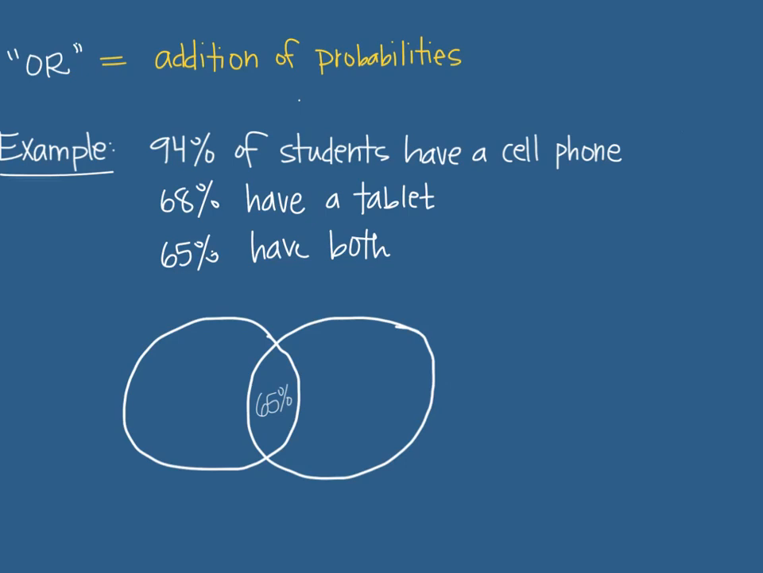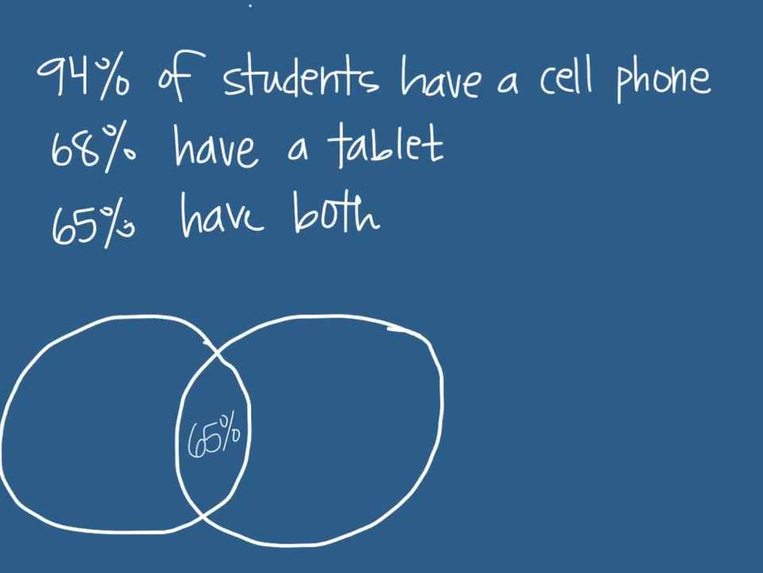So how many have only a cell phone and how many only have a tablet? Well, let's start with the tablet one. We know that the total tablet has to be 68%. Well, we've already covered 65% of that, so that only leaves 3% who have only a tablet. So you can see how I'm talking about scale here. It doesn't really matter whether the 65 is a bigger number but a smaller section. You're just looking at the values.